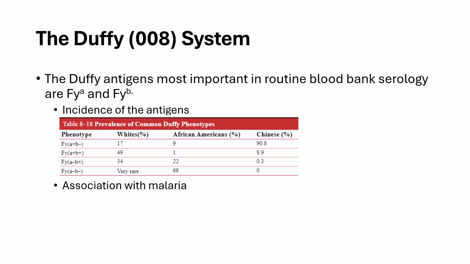There does seem to be an association with malaria. The Duffy antigens seem to serve as receptors for the Plasmodium vivax malaria parasite to enter red blood cells. Individuals who lack the Duffy antigen, so if they're Duffy A negative, B negative, are resistant to infection by Plasmodium vivax malaria. This absence provides a selective advantage in malaria endemic regions, explaining the high frequency of Duffy negative individuals in such areas.